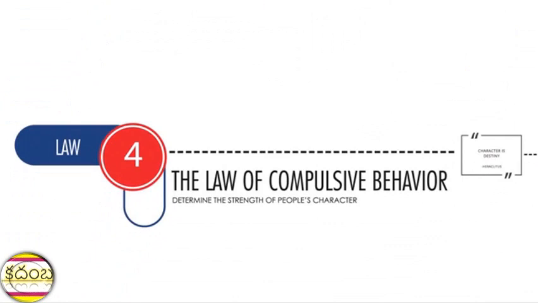Law 4. The law of compulsive behavior. Determine the strength of people's character. Our characters are formed in early childhood and by our daily habits. You can measure the strength of someone's character by how well they handle adversity, their ability to work with others, their patience, and their ability to learn.